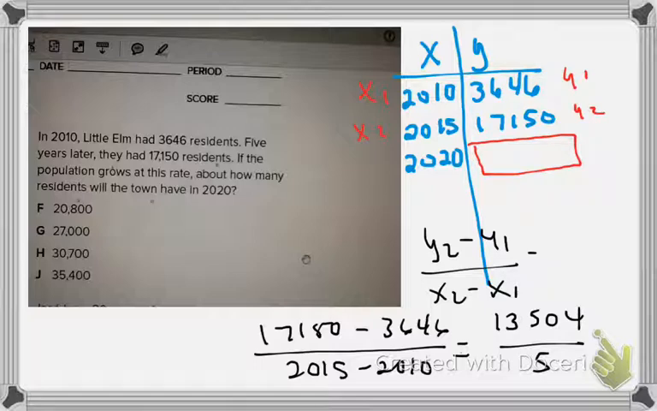Alright, now that's my rate. Okay, that's how fast it's changing. Now I'm going to try to divide that by 5, and it actually comes out 2,700.8. Alright, so now I know that the slope is, I know it's growing at a rate of 2,700.8 people a year. Alright, so all I have to do is multiply that by 5, and I actually could get my next answer.